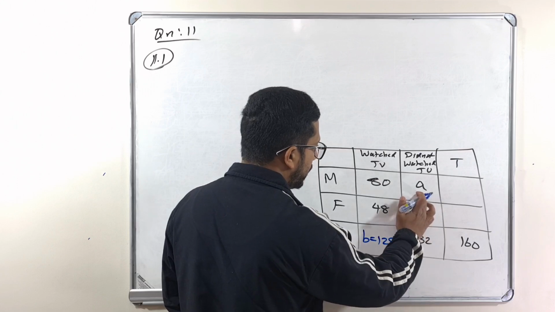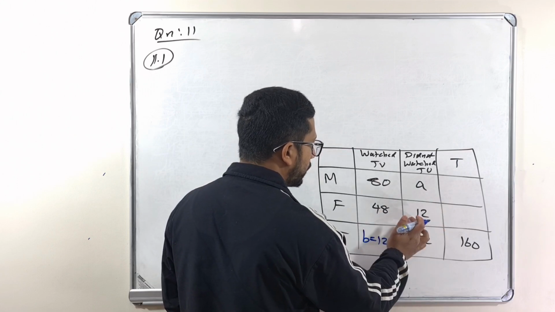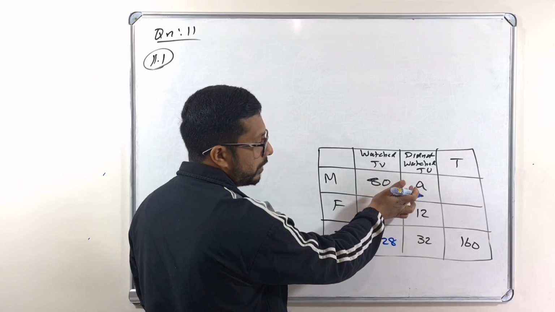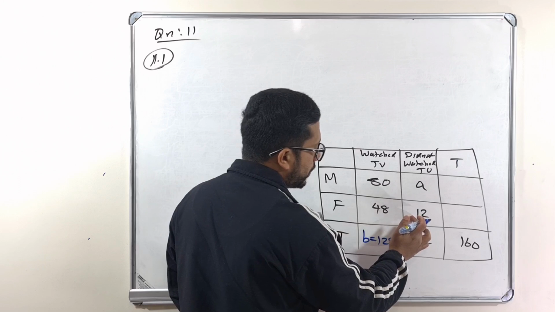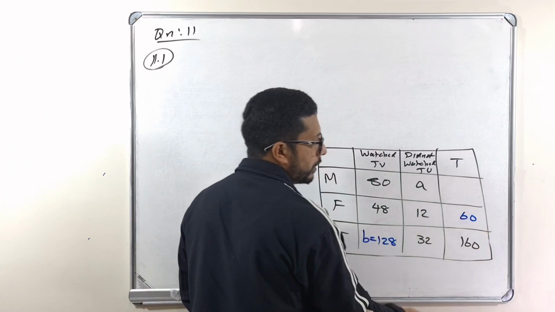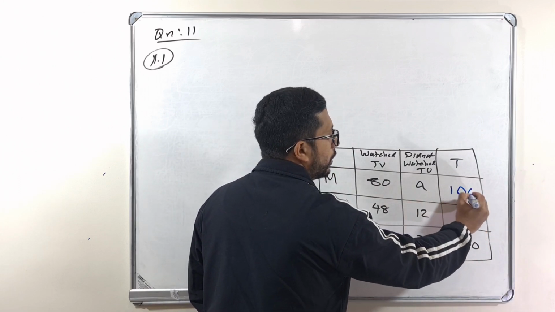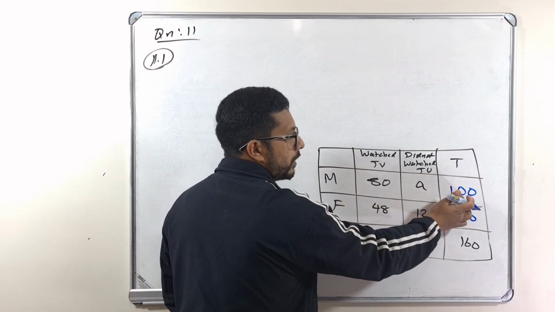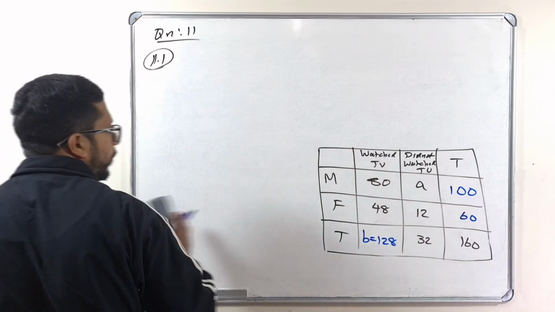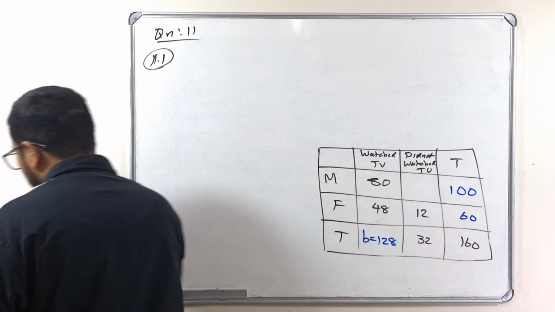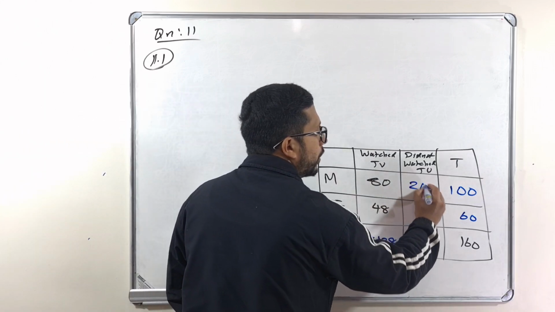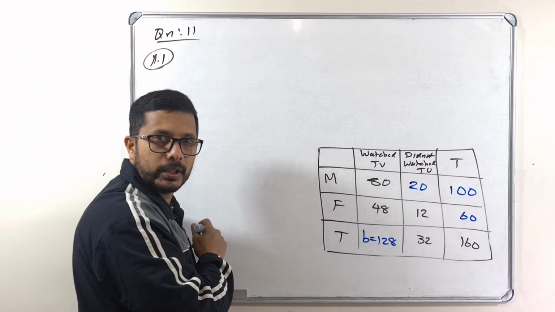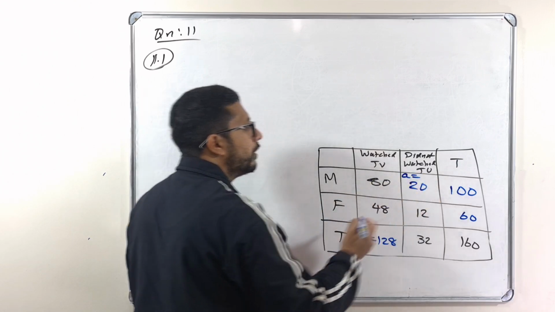Now how can you find A? Anyway you can find it. This 32 minus 12, or 48 plus 12 is 60. So this one is 60, and this one is supposed to be 100, so then this one is 20. Am I right? 80 plus 20 is 100. It's not a big deal, it's a grade 3 question. Or straight you can find 32 minus 12, that is 20. Anyway, the value of A is 20.